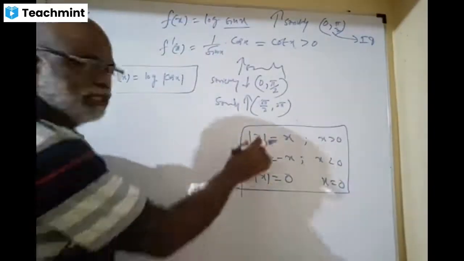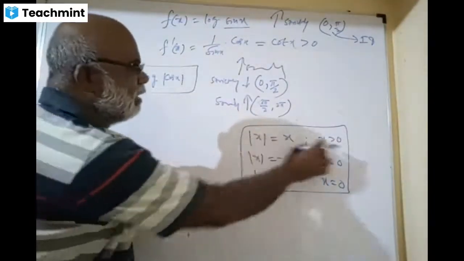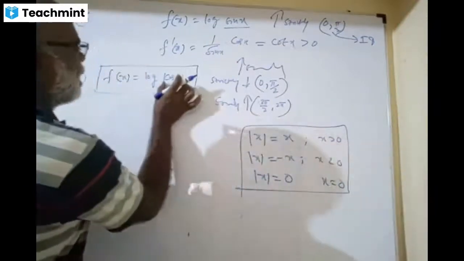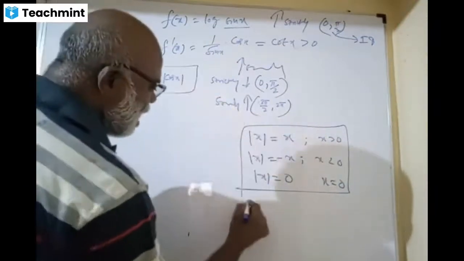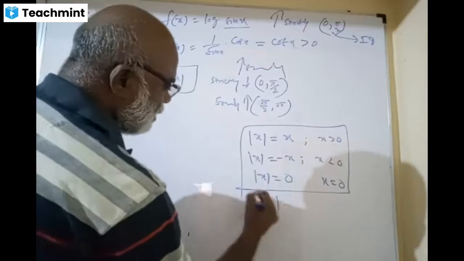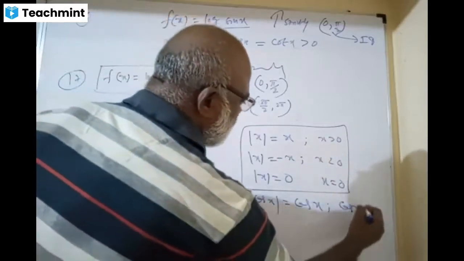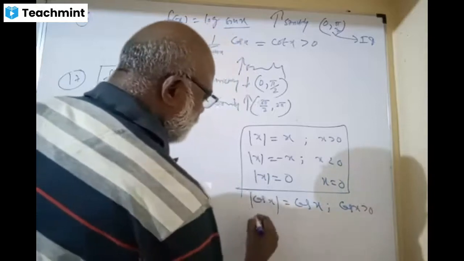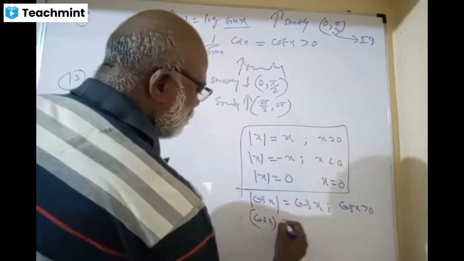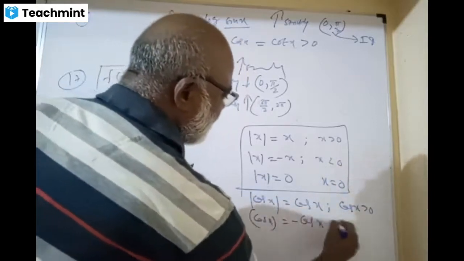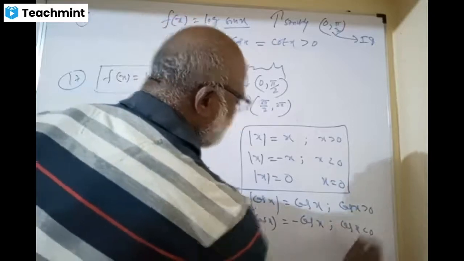The same way, with cos x inside the modulus, mod of cos x is cos x when cos x is positive, and mod of cos x equals minus of cos x when cos x is negative, like that.